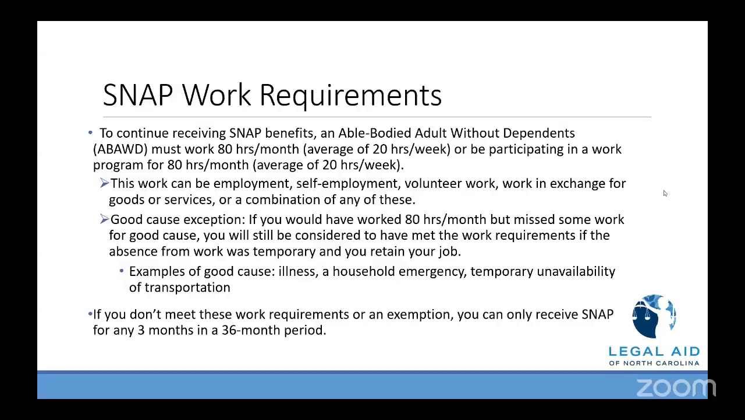There's also a good cause exception for people who would have normally met the work requirements in a month, but missed some work for a good cause. If that's the case, DSS will consider them to have met the work requirements as long as their absence from work was just temporary and they kept their job. So this could be a temporary illness, a household emergency, loss of transportation temporarily, things that generally aren't the household's fault. As long as they keep their job, they are deemed to have met the work requirements.